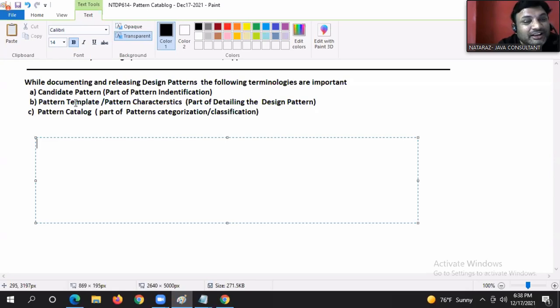Pattern template. Listen, you noticed 10 problems and you got 10 solutions. Initially, there are 10 candidate patterns. Then you will develop documentation for the 10 candidate patterns in nothing but the pattern template. Okay, now listen.